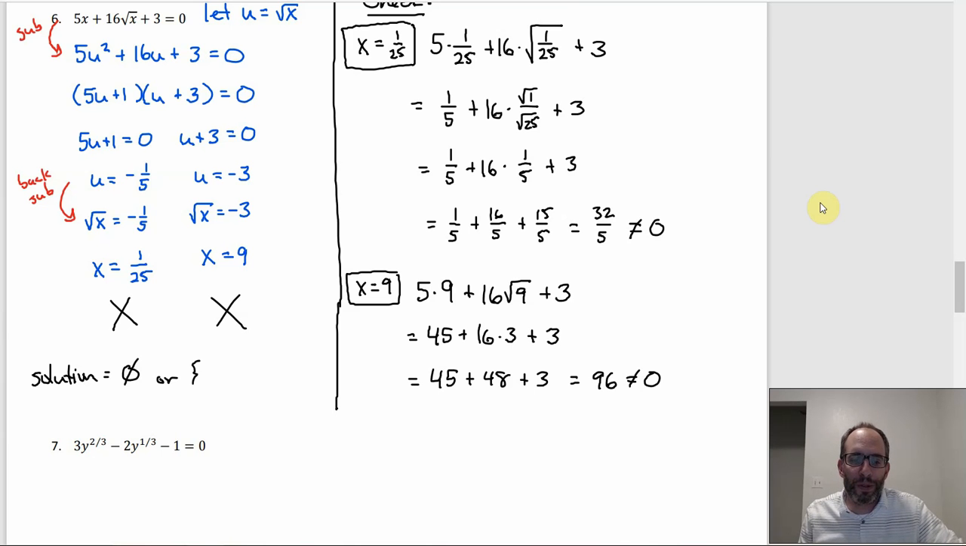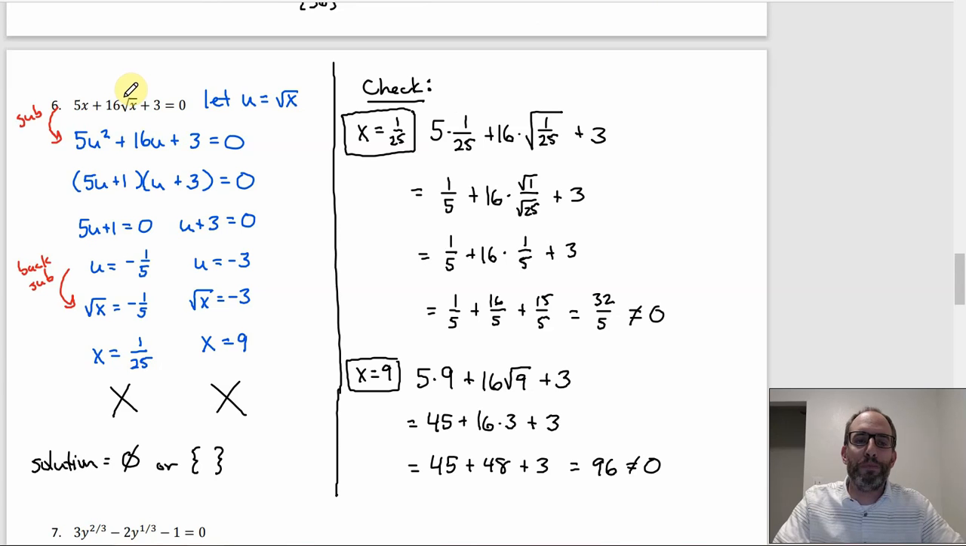Or if you prefer the more literal empty set with the 2 brackets with nothing in them, you can write it that way too. So I stuck number 6 in here just to point this out. It doesn't always have to be that one solution works and the other one doesn't. It could be that they both work. It could be that neither of them work. And actually, to go from this one where neither works to one where both work, if it was a minus 16 radical x instead of a plus 16 radical x, you'd get 2 solutions that actually worked. So that is a possibility.